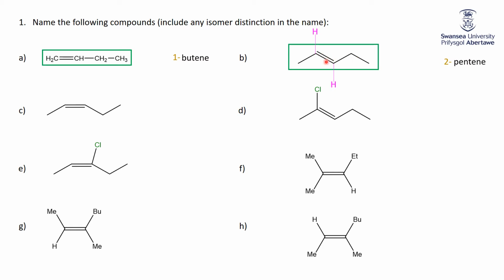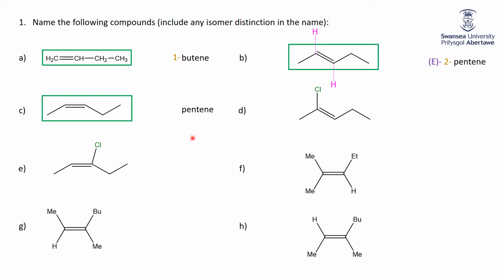If you turn your head a little bit so you're looking towards this double bond, so this is the bottom, this is the top, the methyl is on the bottom, the ethyl is on the top, which makes it E-2-pentene.